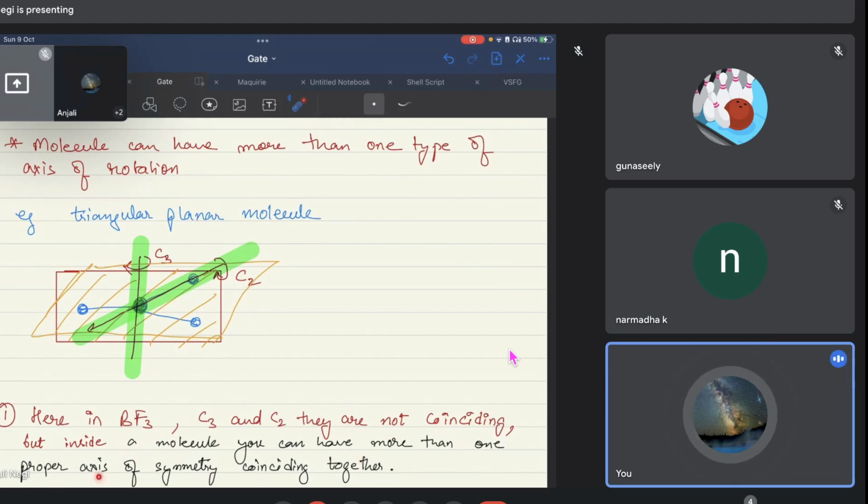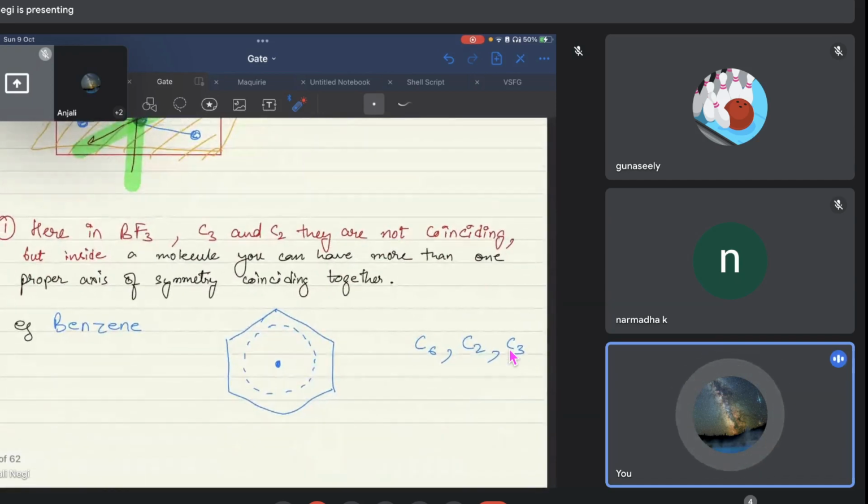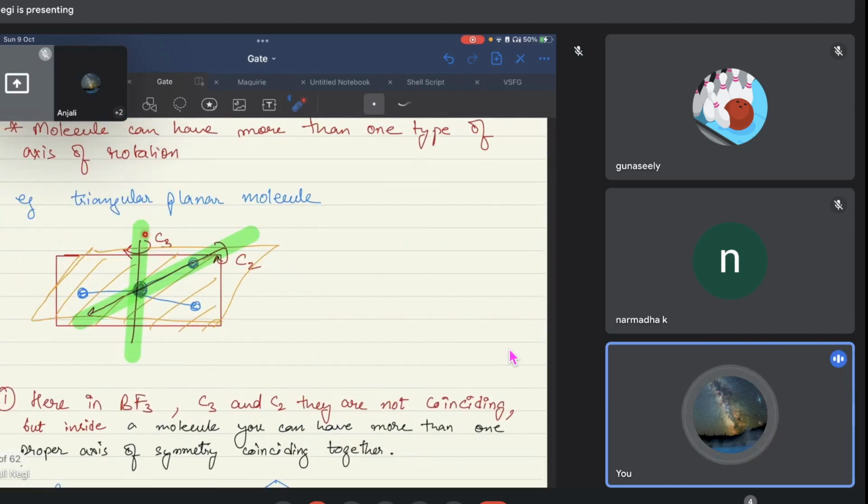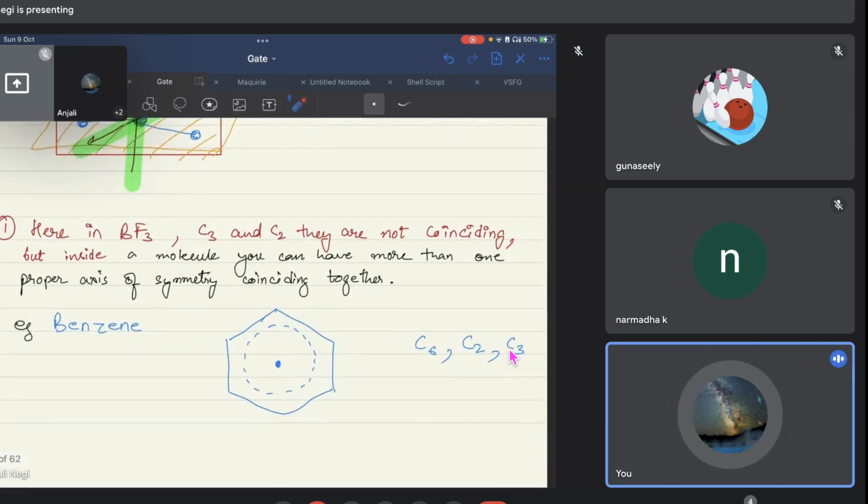But inside a molecule you can have more than one proper axis of symmetry coinciding together. Why am I saying this? Because in BF3 the two axes C3 and C2 were not coinciding, but in benzene you can see that there are axes C6, C2, C3. If you draw them, you will see that some of them coincide with each other. You can do this and find how many C6, C2 and C3 axes we have in the benzene molecule.